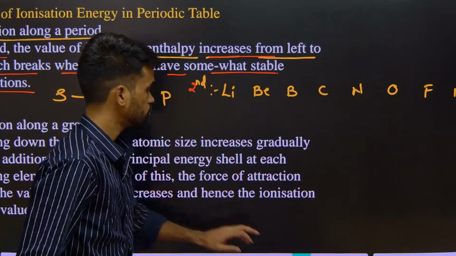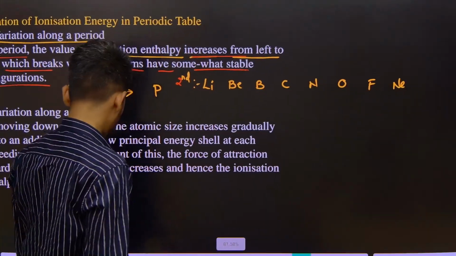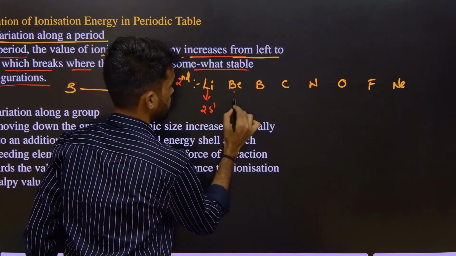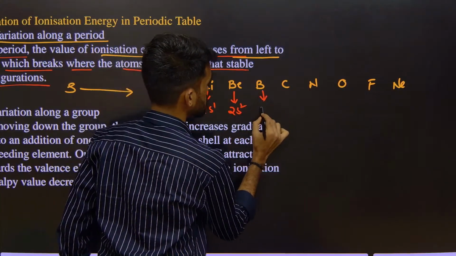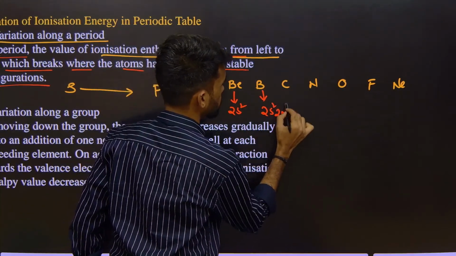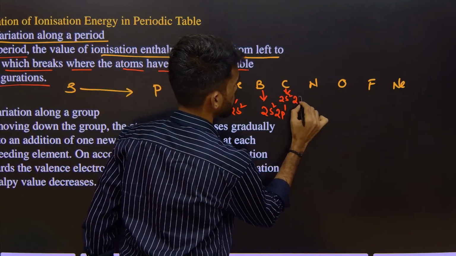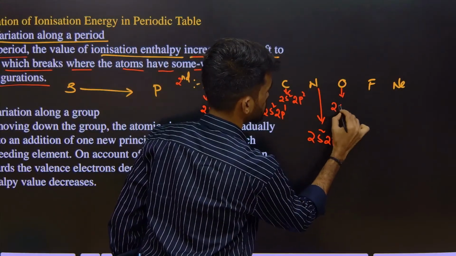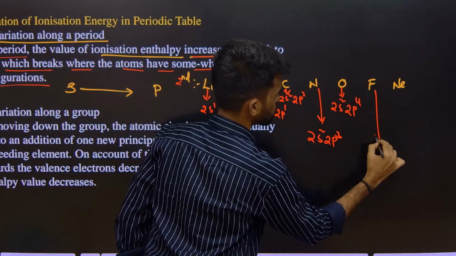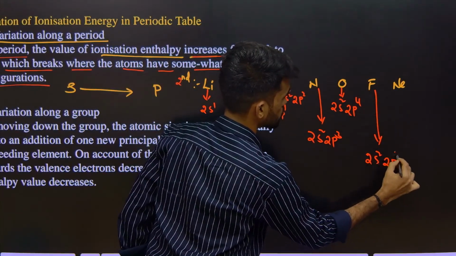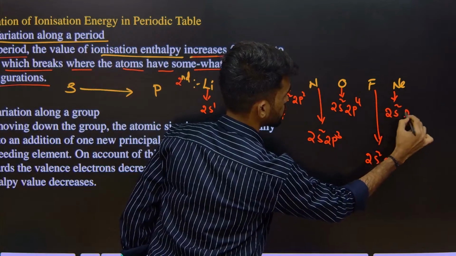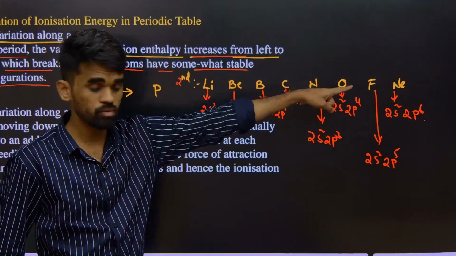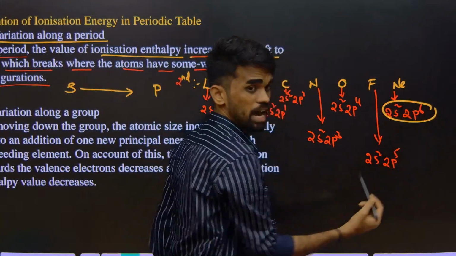Okay, so now what is the electronic configuration? Fast. 1s2 2s1, 2s2. This is 2s2 2p1. This is 2s2 2p2. For this 2p3... 2p6. Now tell me, we know that the last element which is having fully filled electronic configuration is highly stable now.